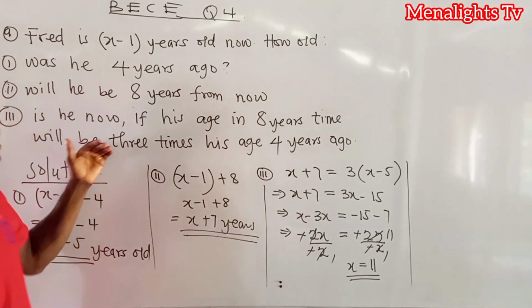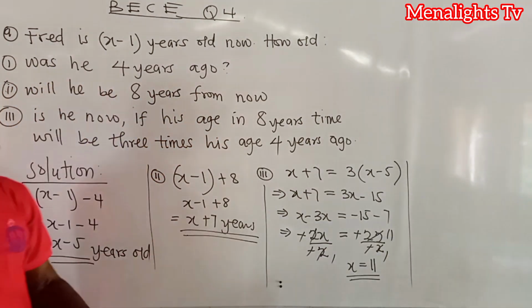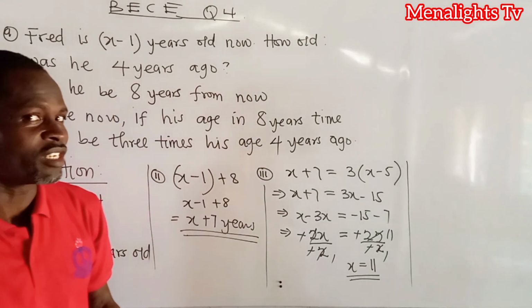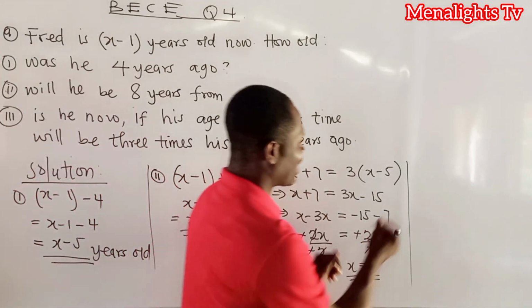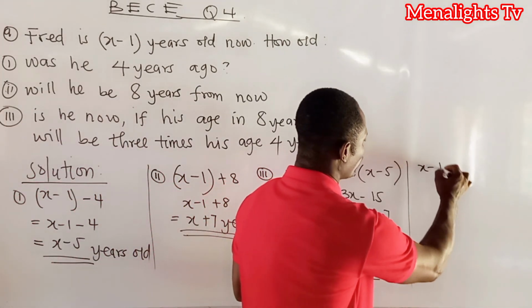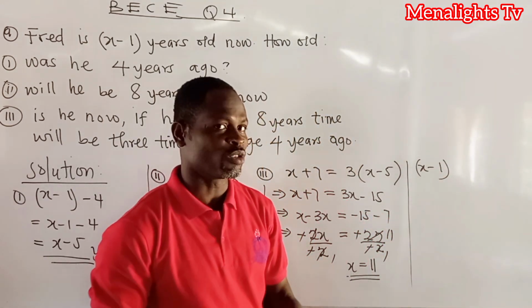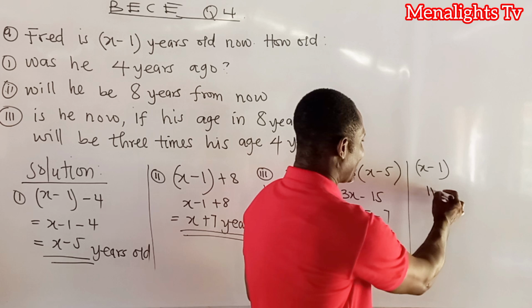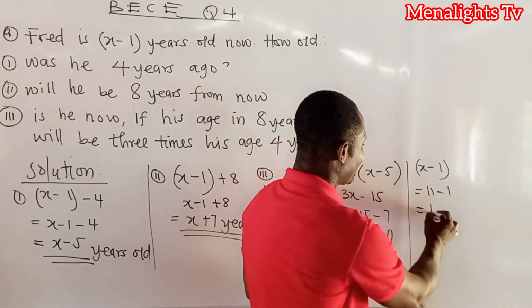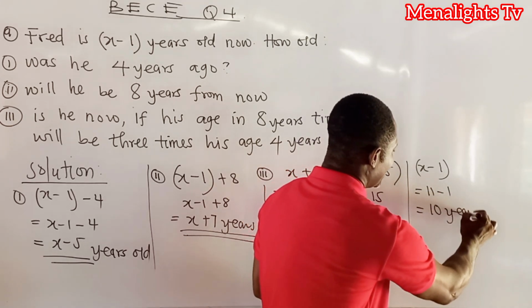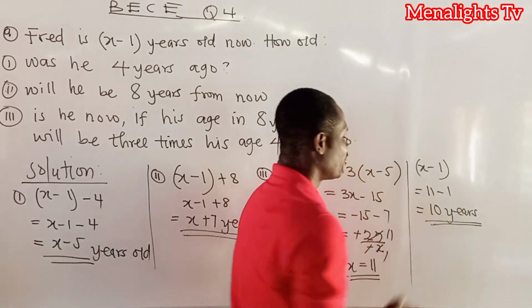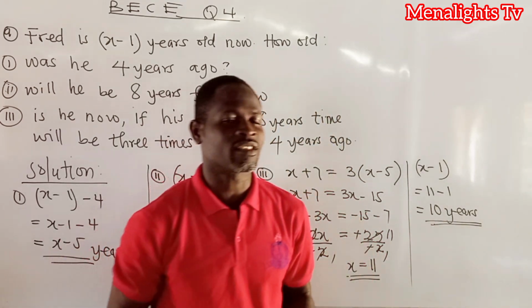So the question says, how old is he now? So now, as we speak, how old is Fred? We know that Fred now is x minus 1 years old, and now we know that x is equal to 11. So it becomes 11 minus 1, and that will give us 10 years. So right now, Fred is 10 years old.